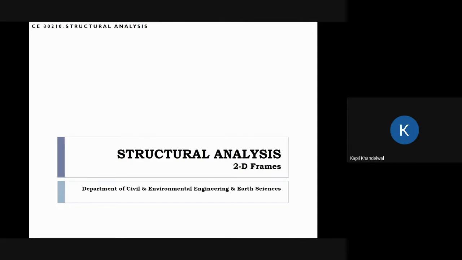So today what we are going to do is learn about 2D frames, and this lecture is also going to help you with the second part of the Matlab project, in which you will implement 2D frames in your codes. So let's get started.